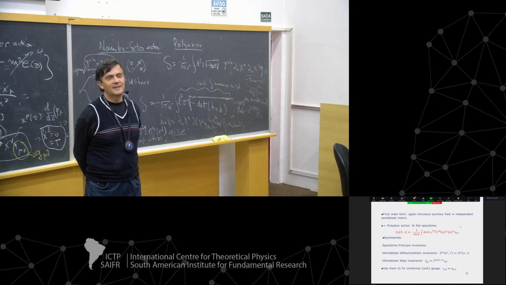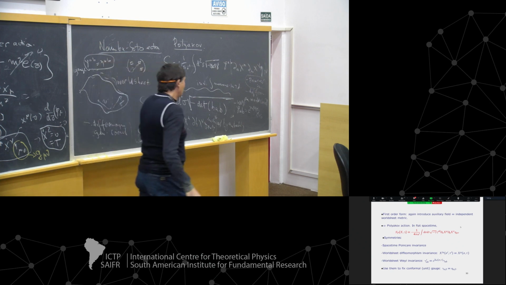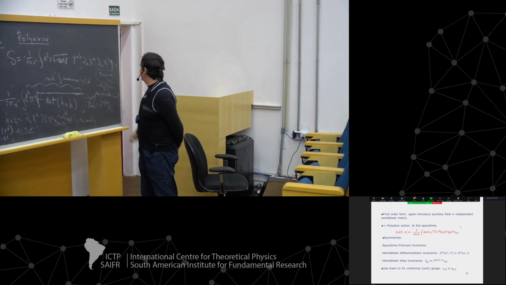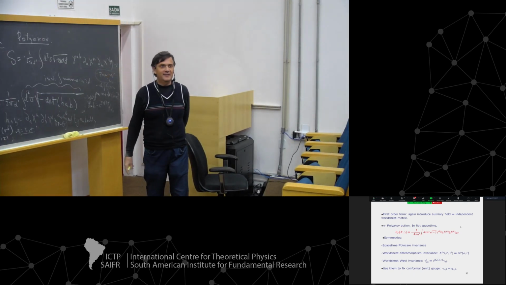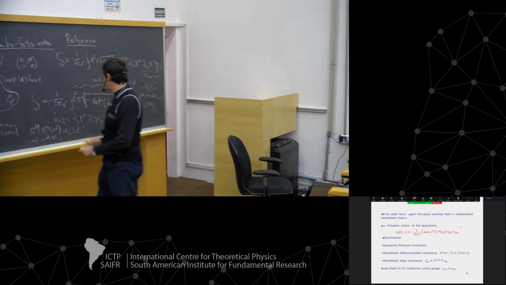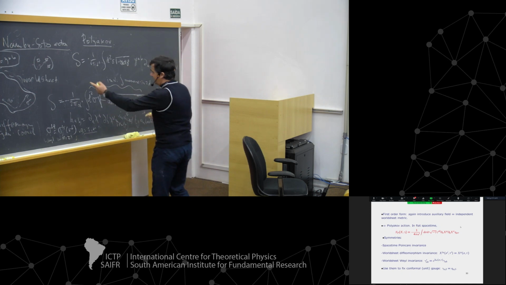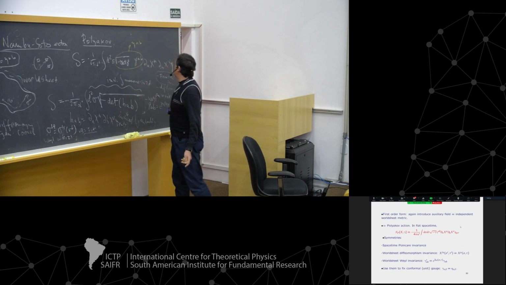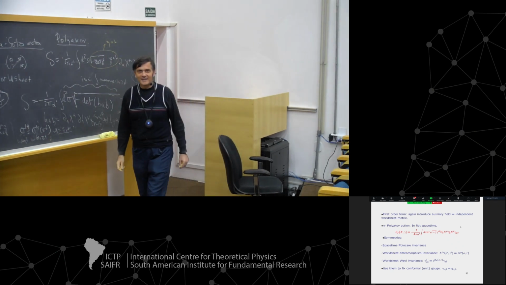Auxiliary fields? I am not sure what would be a better way to do it. This looks as simple as you can get, right? Because when I put this, these things just become eta AB. So, what's simpler than this? Not much.